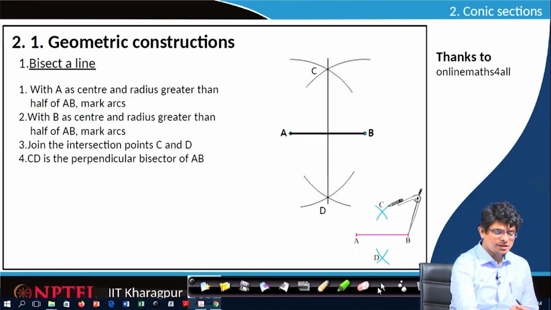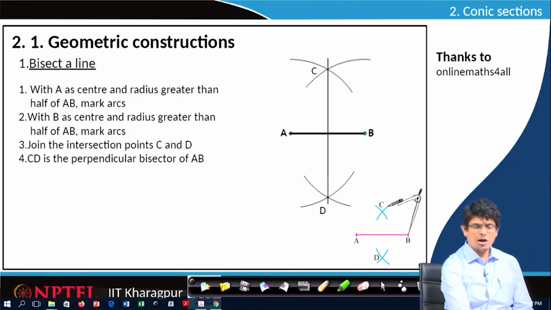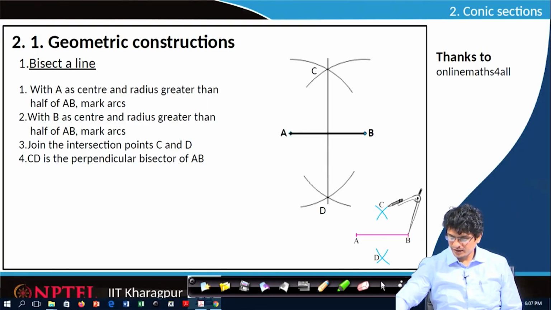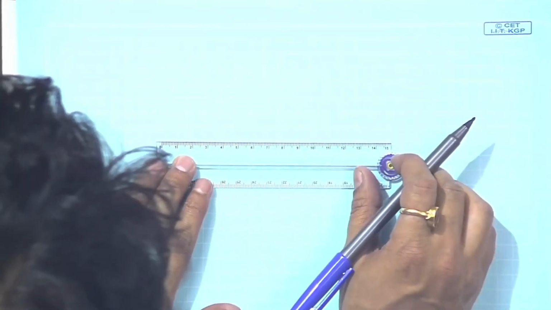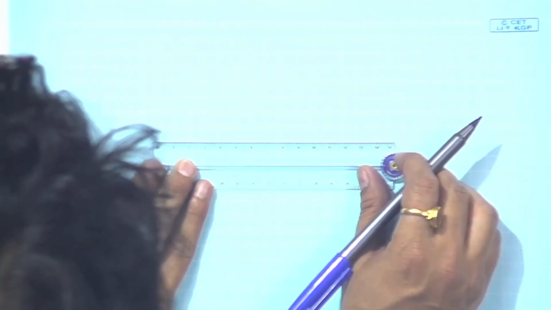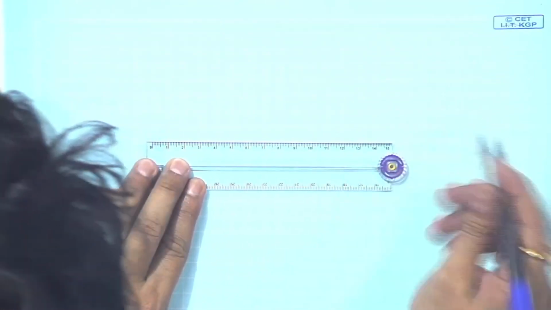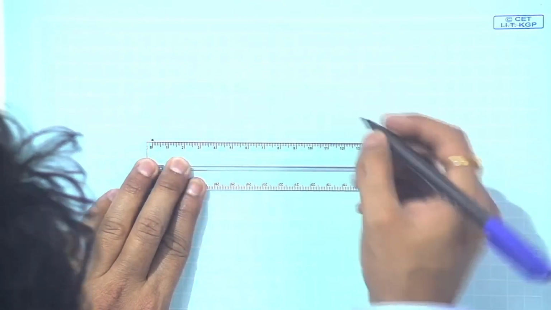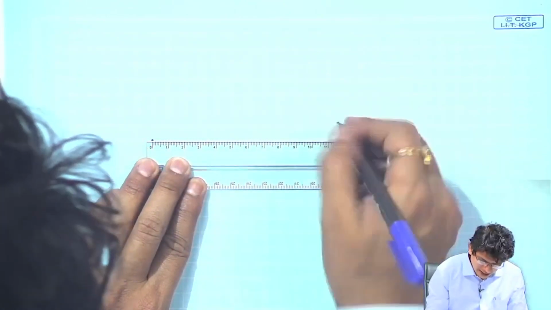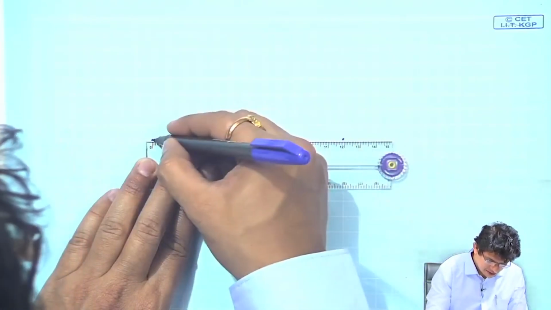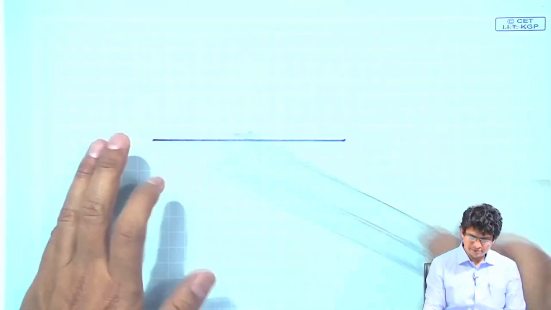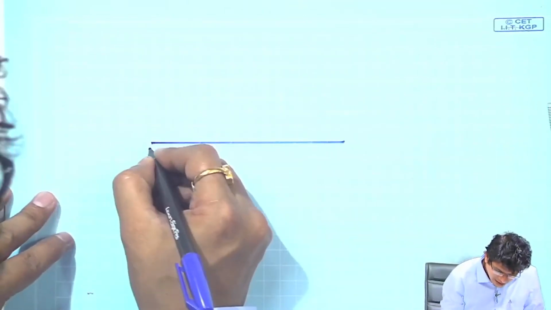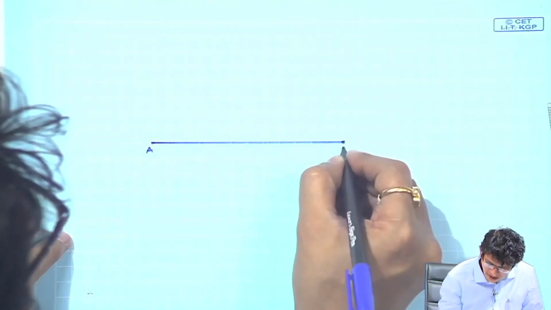Let us look at that on our drawing sheet. Let us use a scale. Construct a line segment. Let us mark A, perhaps let us mark point B, join them. Mark it A and B.